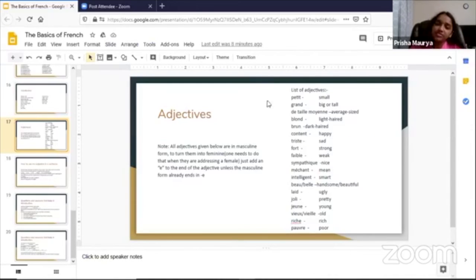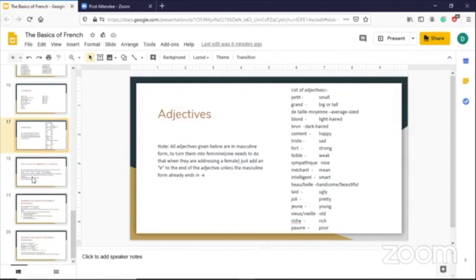If you're a female, you have to add an E to this when you're describing yourself. But if you're a male, you just leave it as it is. Also, if you're describing someone else using the adjective, you'll have to know their gender too, and change it according to their gender. The feminine and masculine forms also matter when you're using it in a sentence.